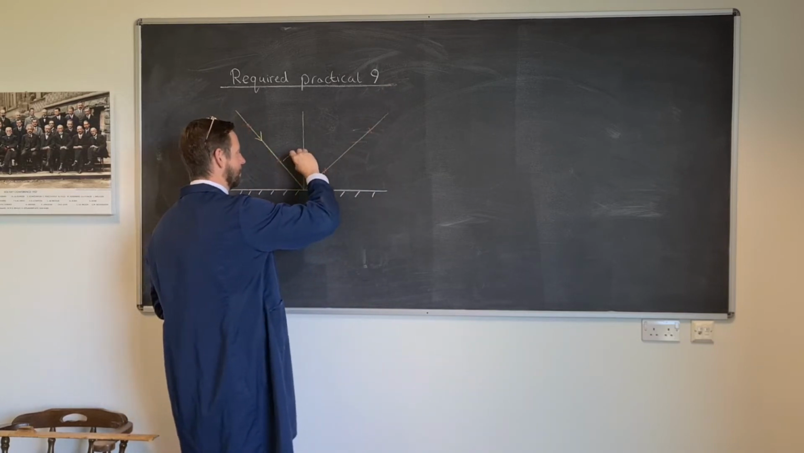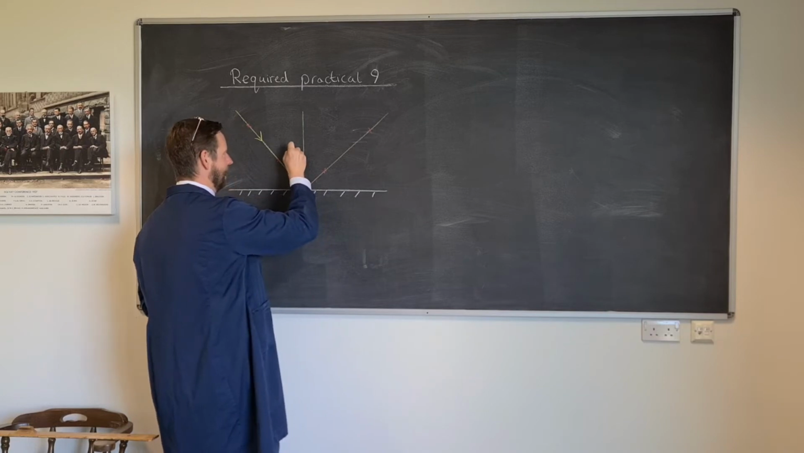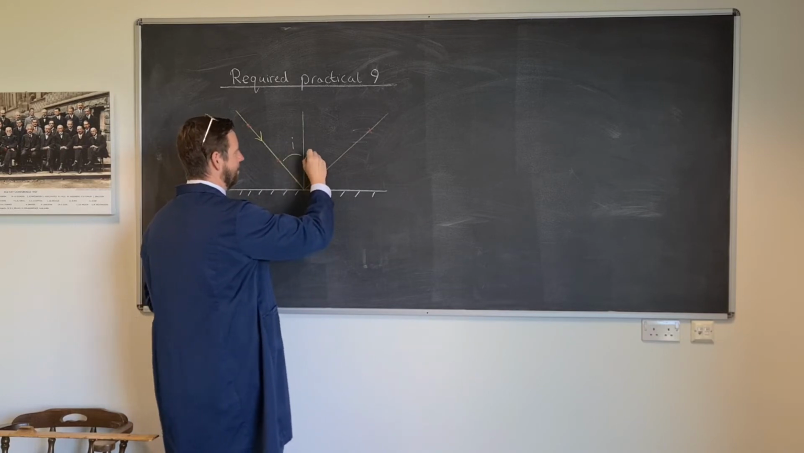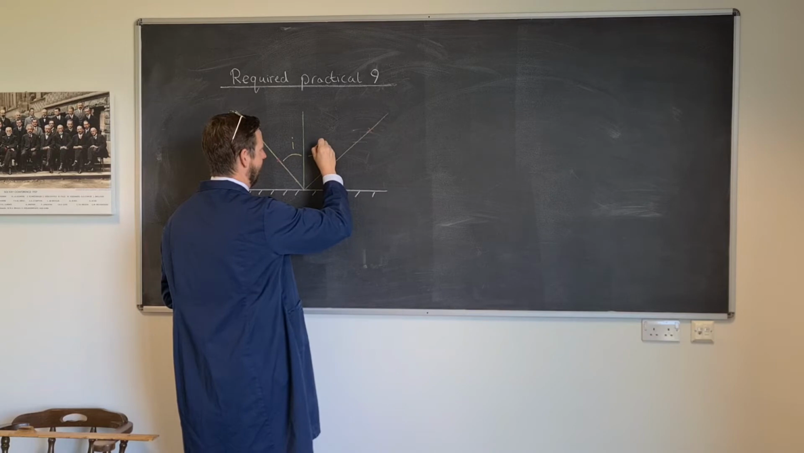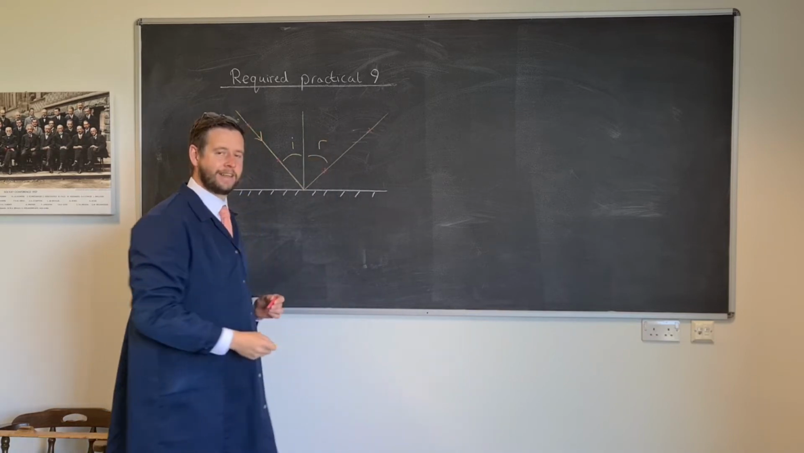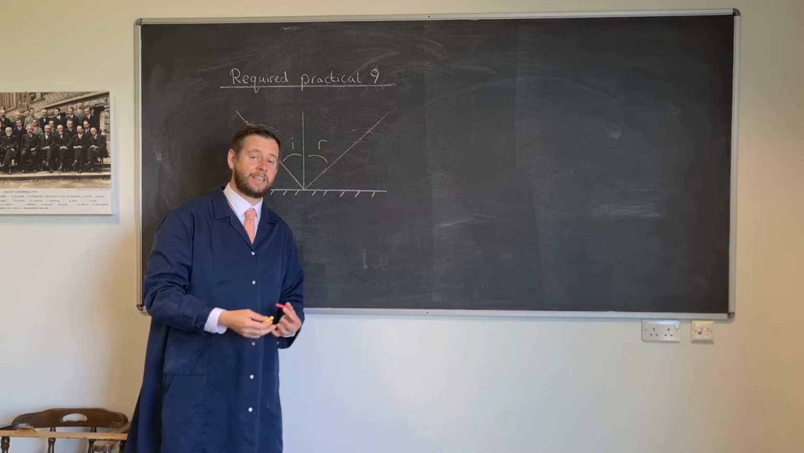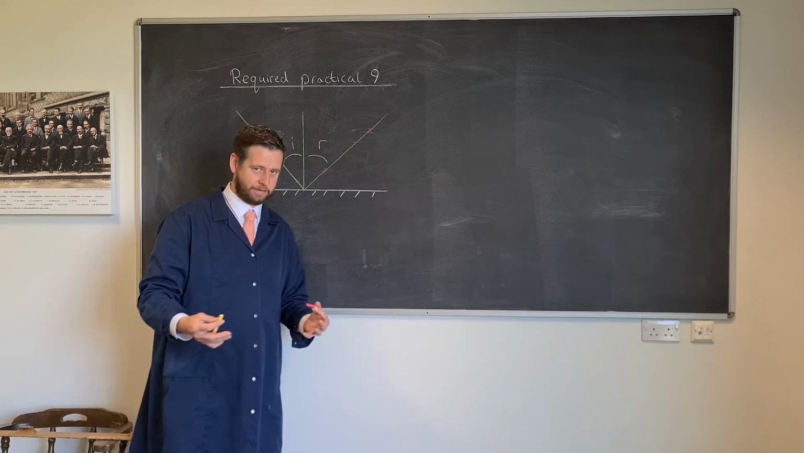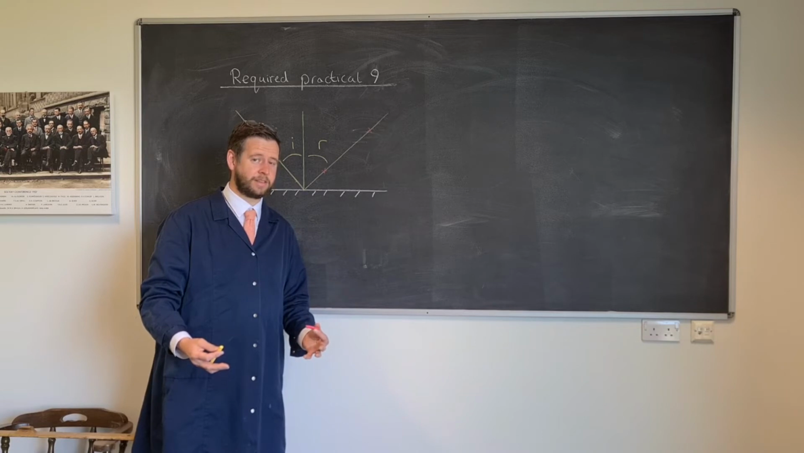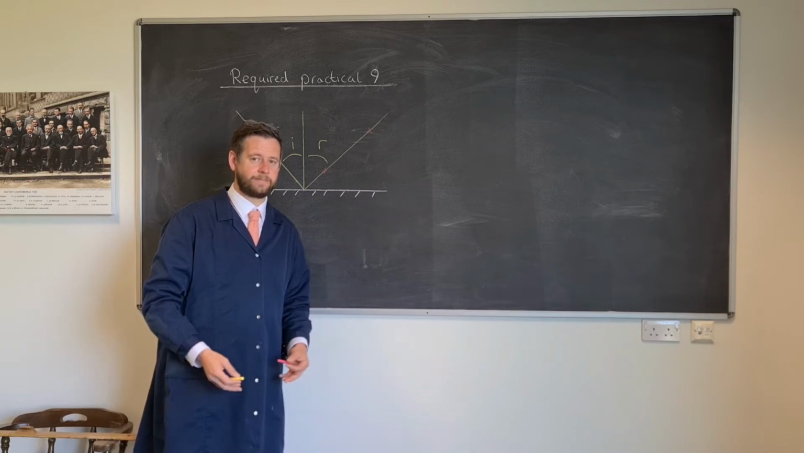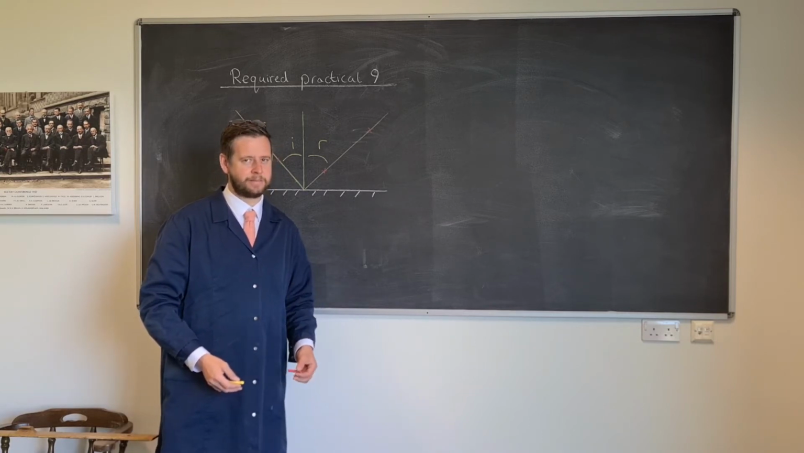I'd be curious as to this angle, the angle of incidence, and how it compares to this angle, the angle of reflection. Now be careful here, we've already used the notation R in the case of refraction to represent the angle of refraction. This is different. This is the angle of reflection. Let's go and have a look at the equipment.